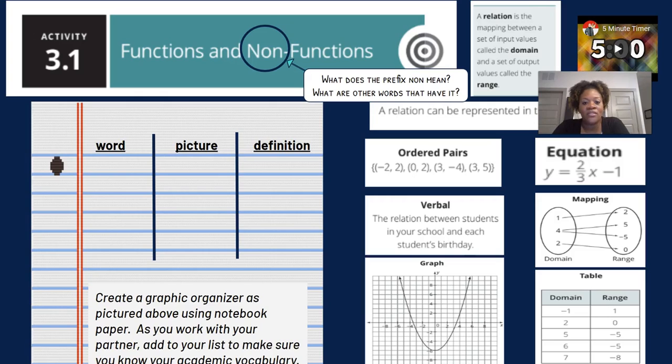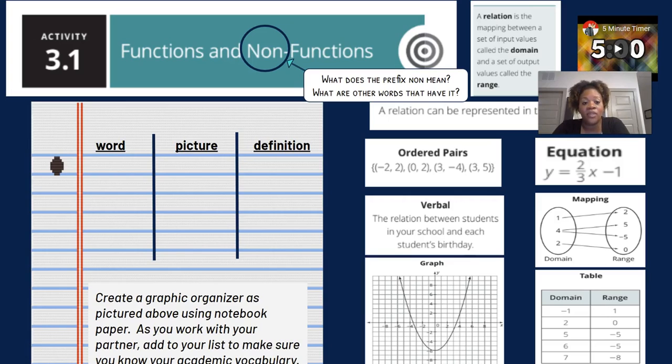One of the things I want you guys to do, because this particular lesson and several other ones are very heavy in vocabulary terms. Vocabulary is very essential to your understanding in anything that you do in Algebra 1. So I'm going to ask you to create a graphic organizer, as pictured on the slide, using notebook paper. As you work with your partner, you will add to the list to make sure you know the academic vocabulary.